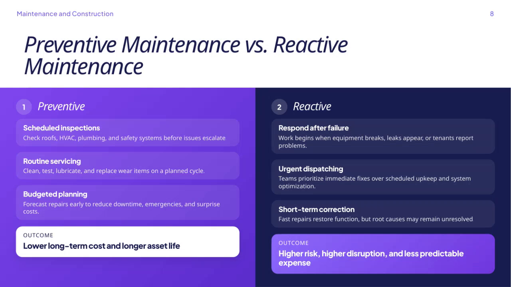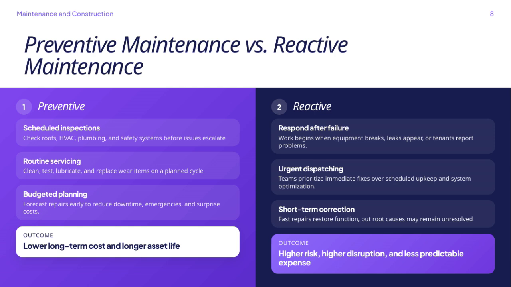When we compare preventive maintenance with reactive maintenance, it's important to understand how each approach affects facility management. Preventive maintenance revolves around scheduled inspections, where we proactively check roofs, HVAC systems, plumbing, and safety systems before problems escalate. This includes routine servicing like cleaning, testing, lubricating, and replacing wear items on a planned cycle. By forecasting repairs early, we can budget effectively, minimize downtime, avoid emergencies, and reduce surprise costs. Ultimately, this leads to lower long-term expenses and extends the life of our assets.